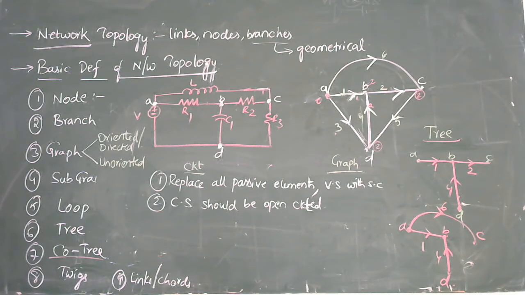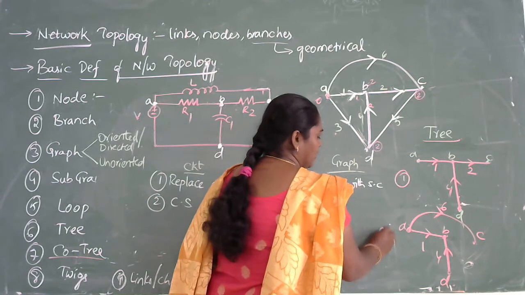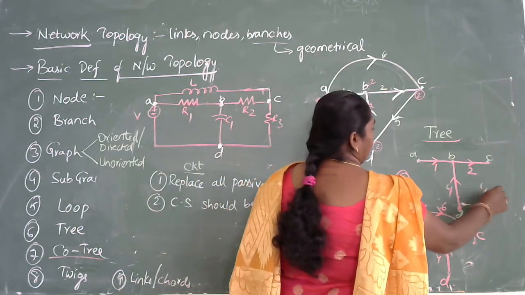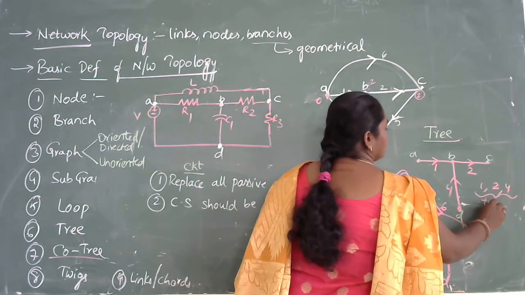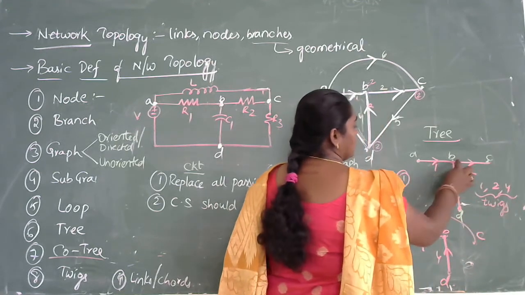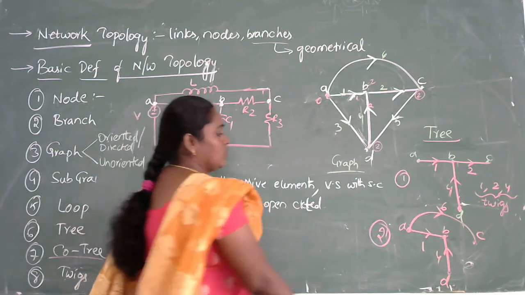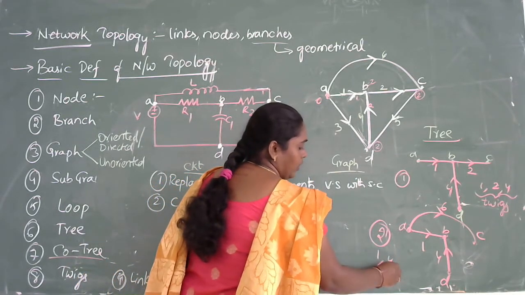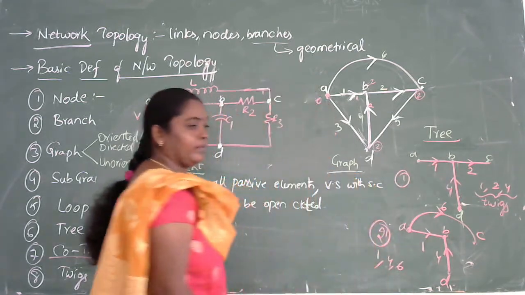Here, if you take the first tree and the second tree, the branches of these trees, that is 1, 2, 4, are called twigs. Whatever branches are present in a tree are called twigs. So in this case, the twigs are 1, 4, 6. So the branches of a tree are called twigs.